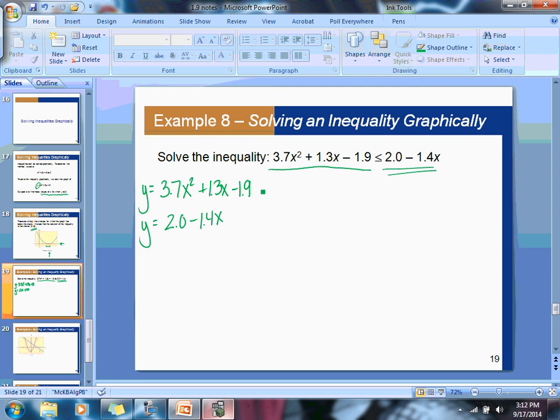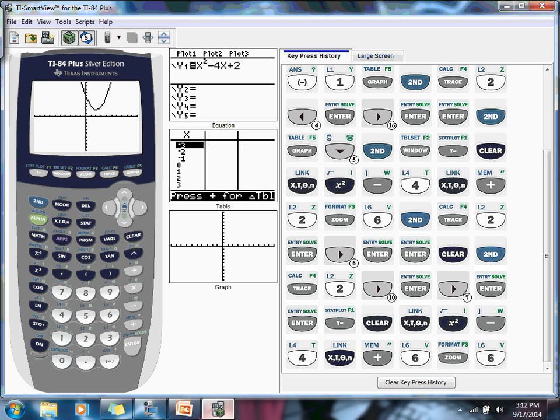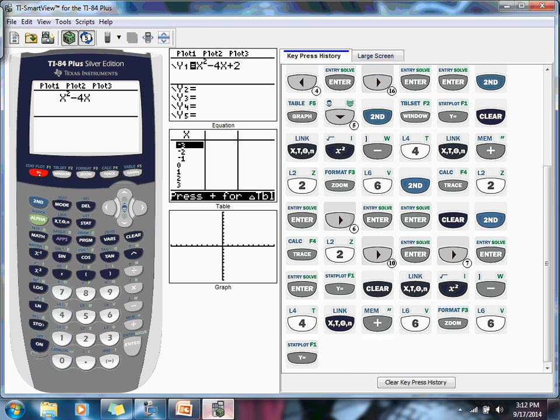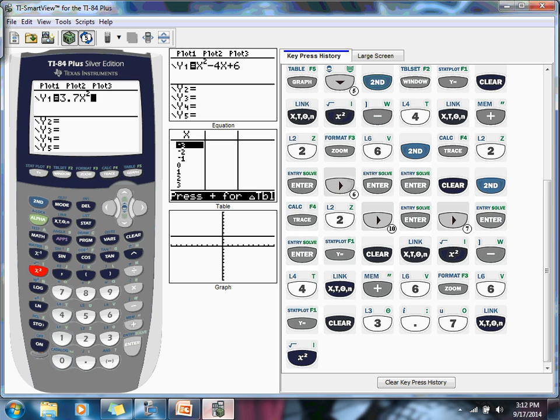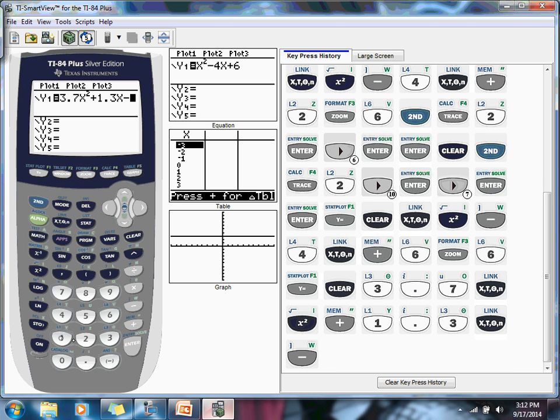Now this top equation, that's going to be a parabola. This bottom equation is linear, so it's going to be a line. So then you're going to find where the parabola and the line intersect. So let me type these in. We have 3.7x squared plus 1.3x minus 1.9.